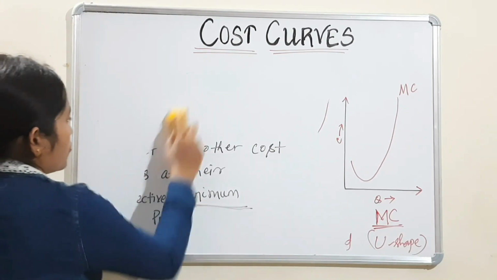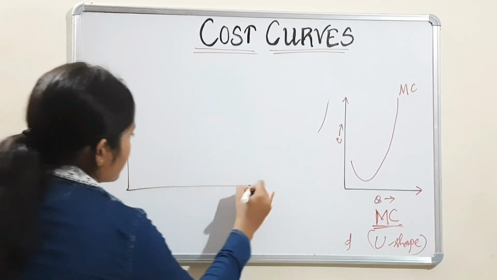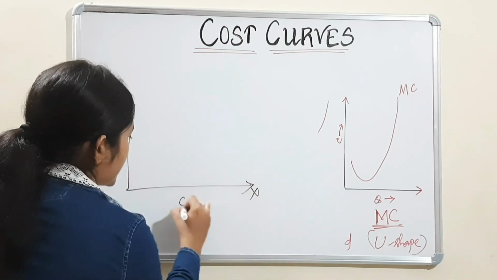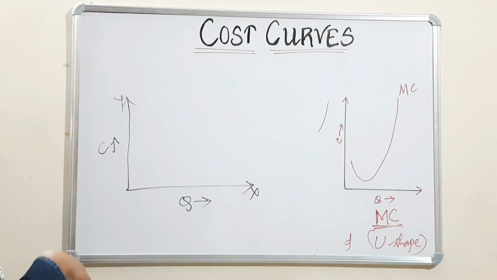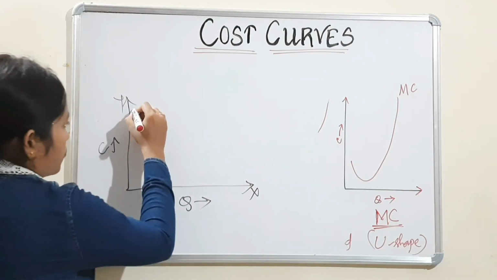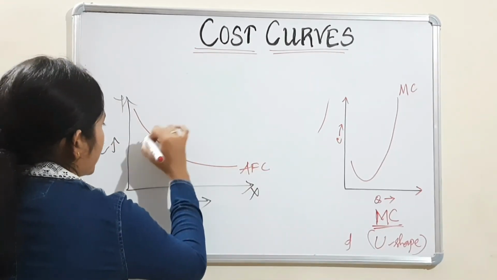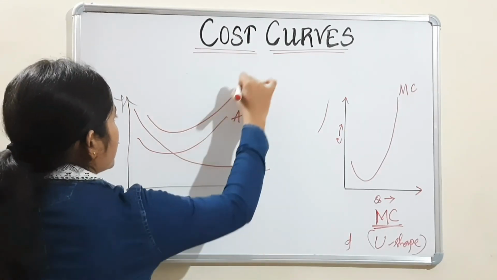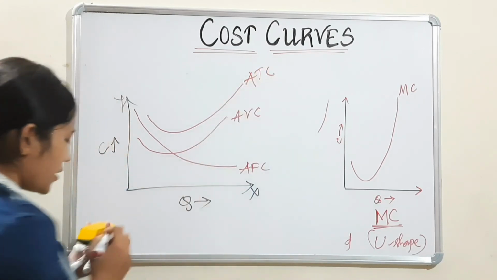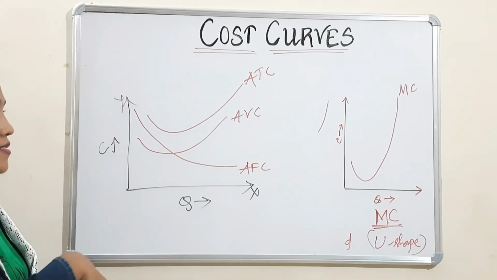See how it will be. First we need to draw all the cost curves. This is the x-axis. We have taken quantity on the x-axis and cost on the y-axis. Now we will draw all the cost curves. First is average fixed cost. This is average variable cost, and this is average total cost. These are the cost curves. Now we will draw the marginal cost and see very carefully how the marginal cost curve will go.